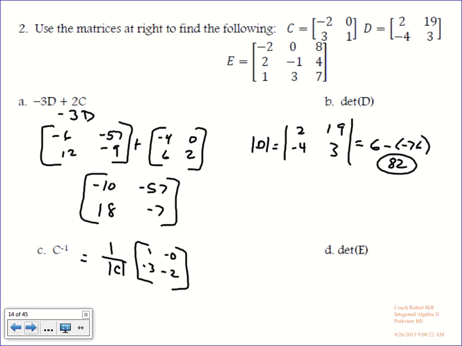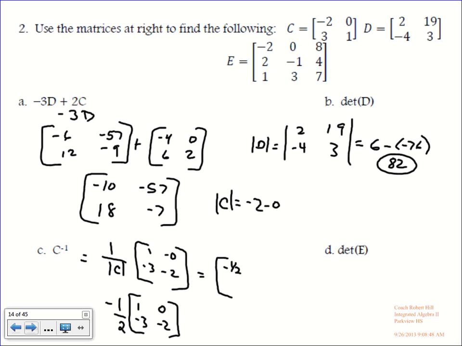So now I have to find the determinant of C. Negative 2 minus 0. Negative 1/2 times 1. Negative 1/2 times 1 is negative 1/2. Negative 1/2 times 0 is 0. Negative 1/2 times 3 is positive 3/2. Negative 1/2 times negative 2 is positive 1.